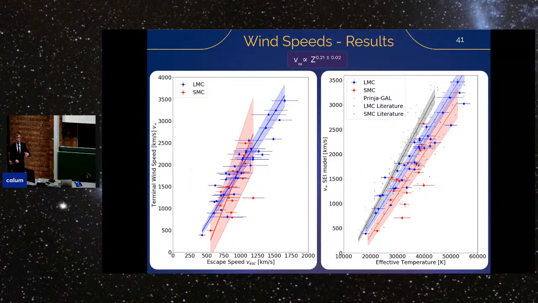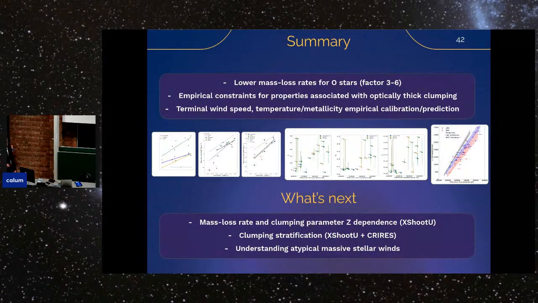Using what we found along with measurements from the literature, for example in the galaxy, you can quantify these trends with temperature, escape speed, and metallicity, and hopefully make predictions because we have these very nice trends. It's just a downward shift in terminal wind speed with metallicity. This lets us predict terminal wind speeds where you don't have the diagnostics, if we trust what we're finding here and extrapolate that to other stars. That's essentially everything I wanted to cover.